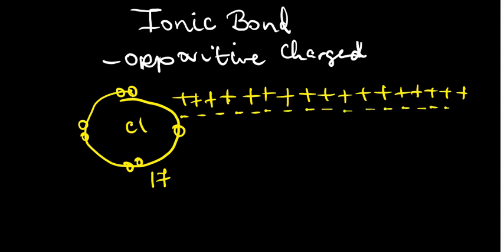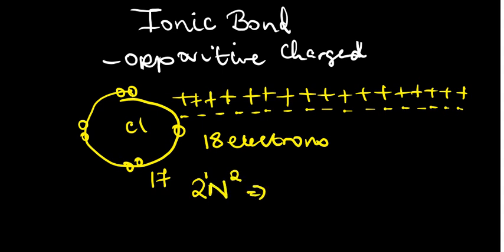corresponding electrons. So what you notice is that a complete octet means we have 18 electrons. According to this formula, 2n squared, this can give us the number of electrons that can occupy the shells of that atom.